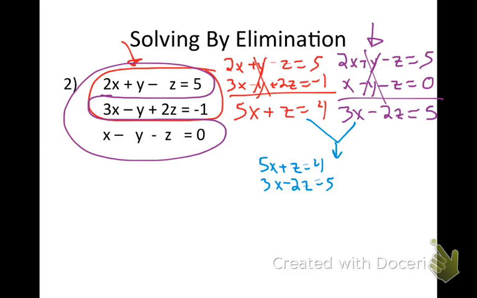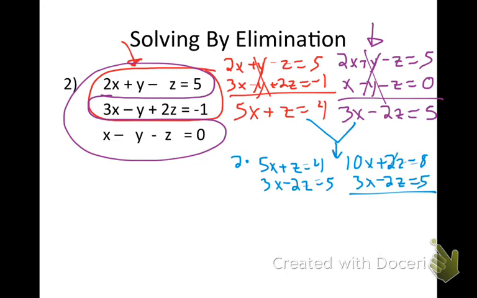Which one would I have to change in order to eliminate a variable? Multiply the top by what? 2. Nice job. And I'm going to multiply the top by 2. So that gives me 10x plus 2z equals 8, and then 3x minus 2z equals 5.